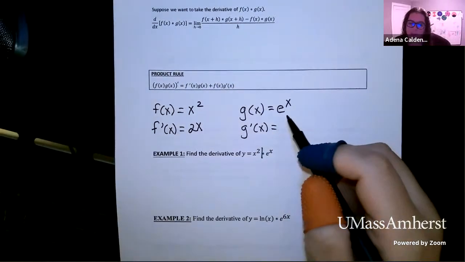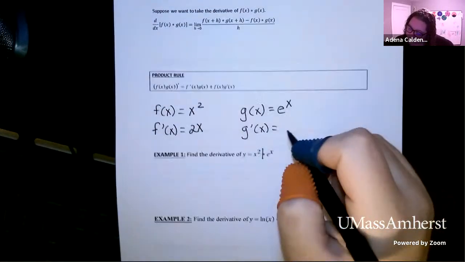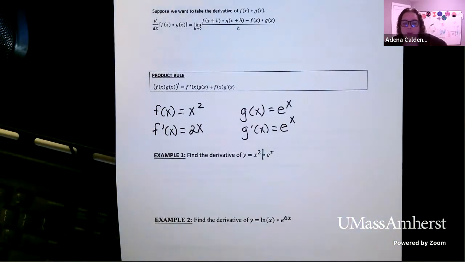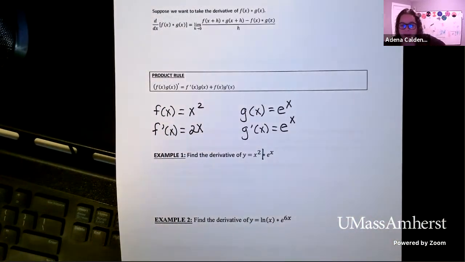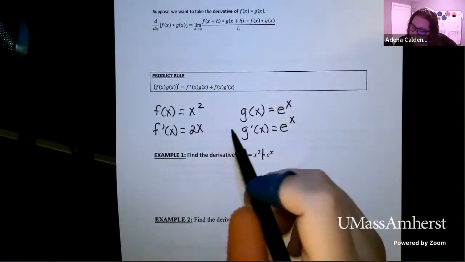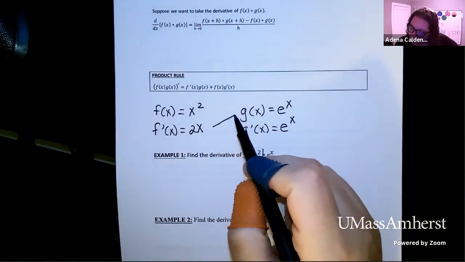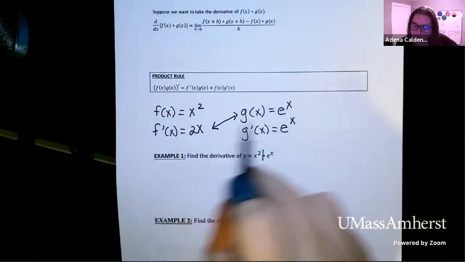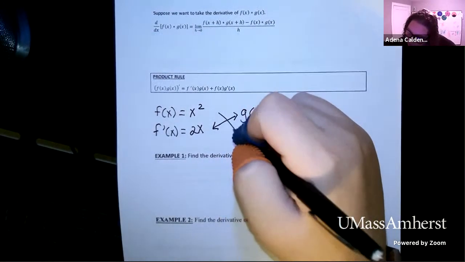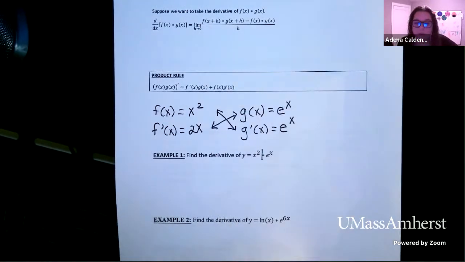Over here, I have e to the x. I want to take the derivative of e to the x. That's an exponential with a special rule. The derivative of e to the x is e to the x. Okay. So now that I have all my pieces, my formula says that I'm going to multiply f prime times g, and then I'm going to add to that g prime times f.